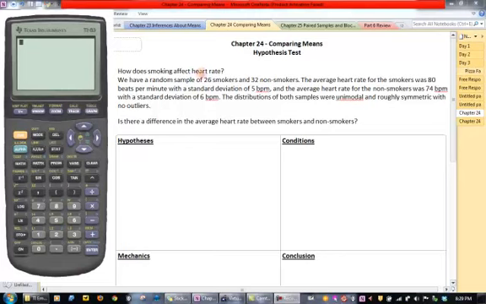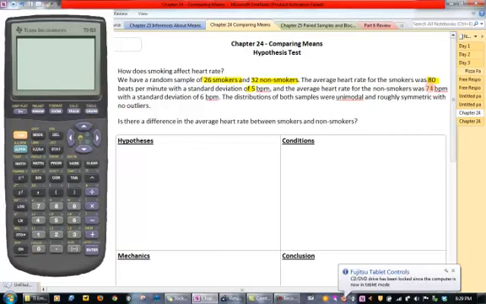We have a random sample of 26 smokers and 32 non-smokers. The average heart rate for the smokers was 80 beats per minute with a standard deviation of 5 beats per minute. And the average heart rate for the non-smokers was 74 beats per minute with a standard deviation of 6. The distributions of both samples were unimodal and roughly symmetric with no outliers. And we want to find out if there is a difference in the average heart rate between smokers and non-smokers.